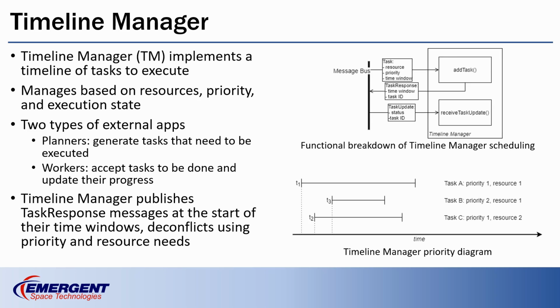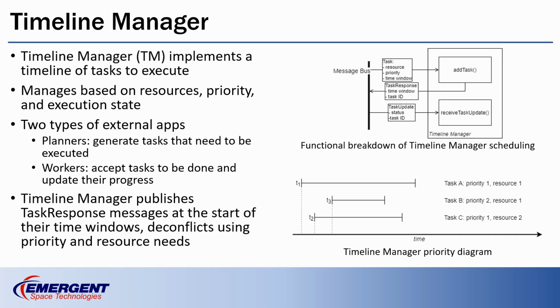If we look at this figure at the top right, you can kind of see notionally how this works. We have some task coming from the spacecraft message bus from some planning application. That task specifies the resource, priority, and time window associated with the task. Assuming that the task is added by Timeline Manager, which mostly requires it to be a valid message, Timeline Manager schedules the task, and once its time window is entered, Timeline Manager sends out a task response, which is going to tell an external worker app what is the associated time window of the task and what is its ID.